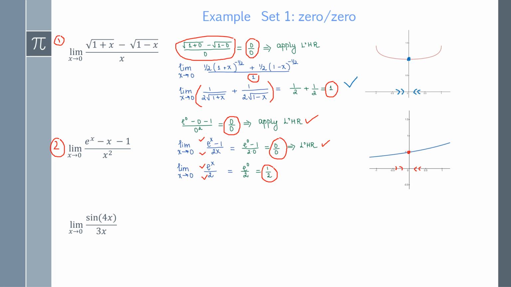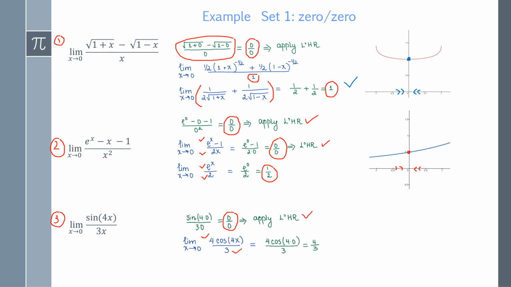All right, let's take a look at the third example. We have the limit as x goes to 0 of sine of 4x over 3x. Let's review the solution. The first step is the same: we plug in 0 for x. We get our form 0 over 0, which means we can apply this rule. I'm computing the derivative on top and the bottom. The derivative on top is 4 cosine of 4x, and the derivative in the denominator is 3.